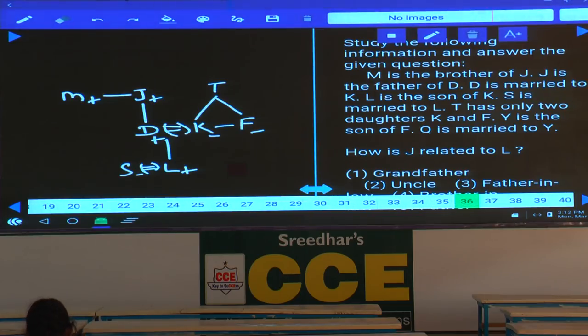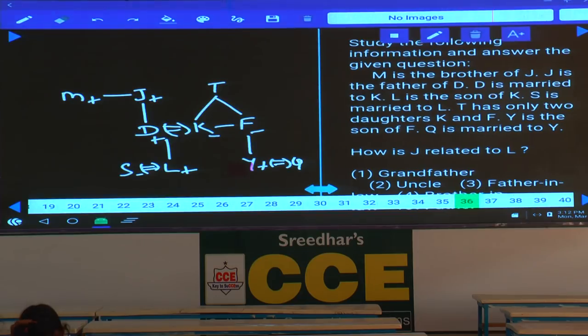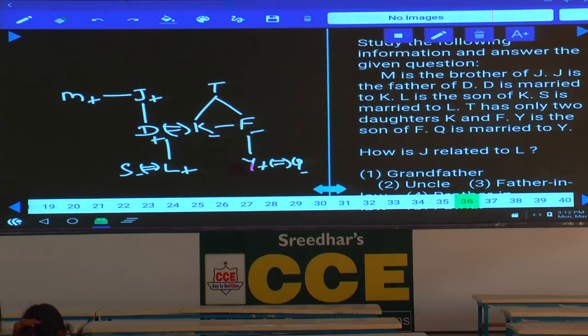Y is the son of F. And Q is married to Y. Now this Q, a female, is married to Y. Now this is the information we have. How is J related to L? Now L's father is D, and father's father is grandfather, that is choice 1.